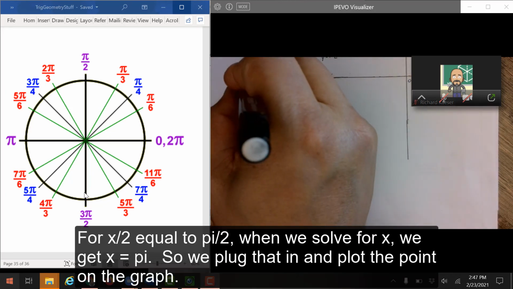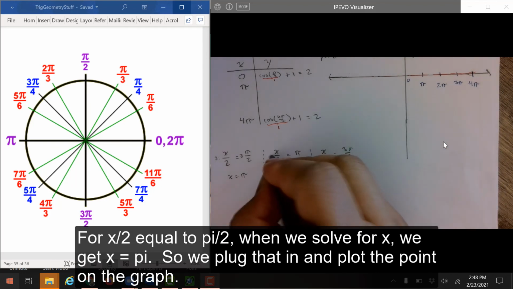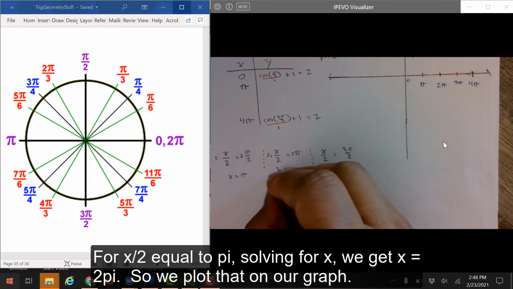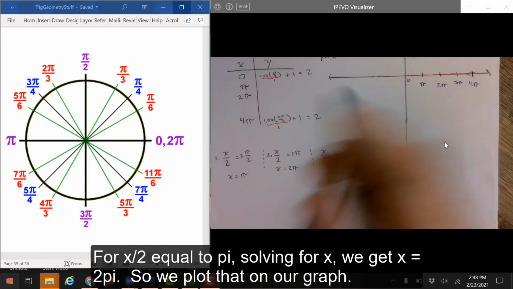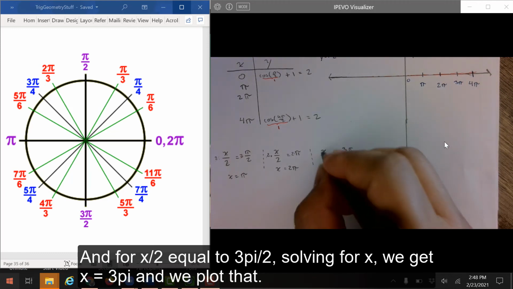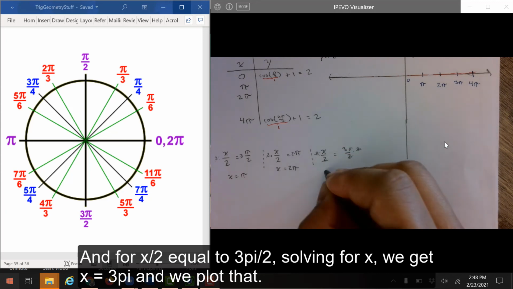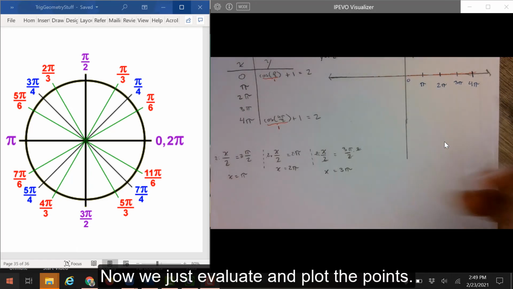For x over 2 equal to pi over 2, when we solve for x, we get x equals pi. So we plug that in and plot the point on the graph. For x over 2 equal to pi, solving for x, we get x equals 2 pi, so we plot that on our graph. And for x over 2 equal to 3 pi over 2, solving for x, we get x equals 3 pi. And we plot that. Now we just evaluate and plot the points.